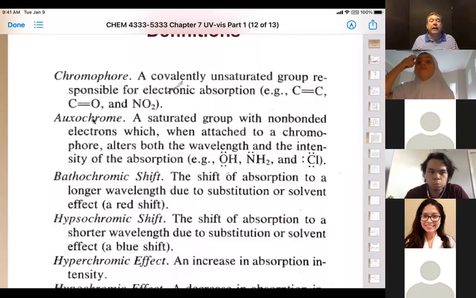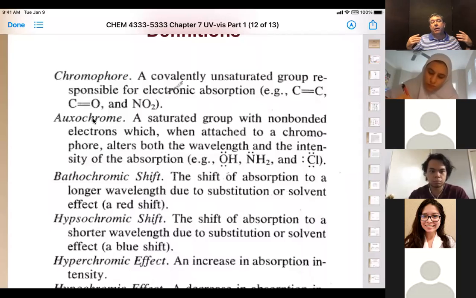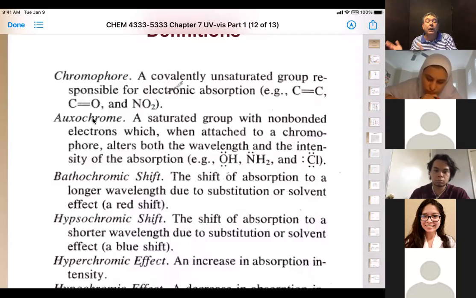So imagine in that example with phenol, we had benzene, and it showed up in a certain place. Just by adding the hydroxyl to it, it's going to change the wavelength and intensity of absorption. So the auxochrome is something that will change the core molecule because of its lone pairs. And then we have what we call bathochromic. Bathochromic means that if you substitute something or change the solvent and the energy level goes down, we tend to call it red shifted. So it's shifting to the red, to lower energy light.